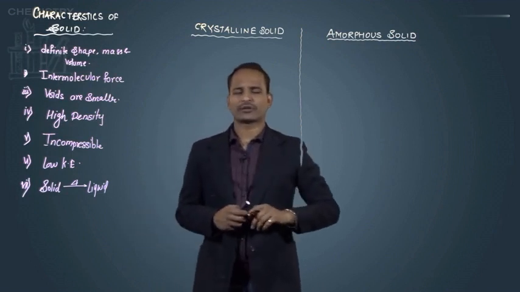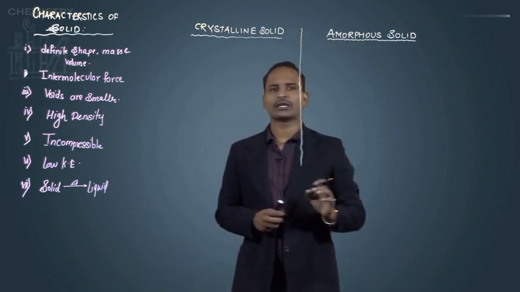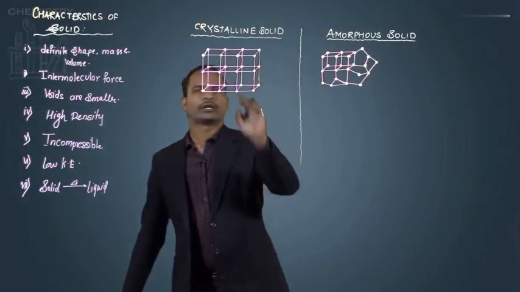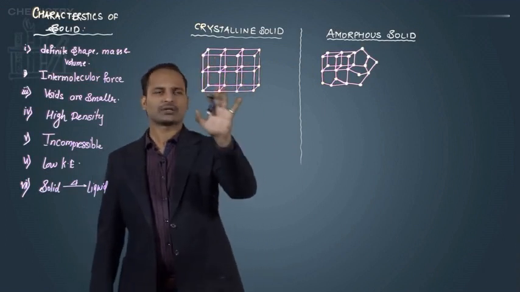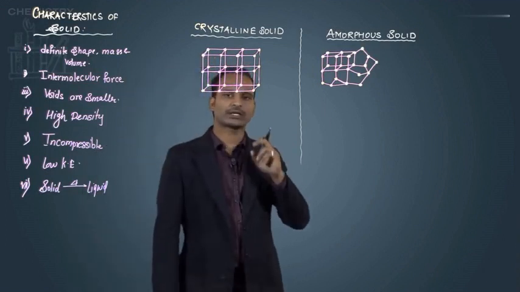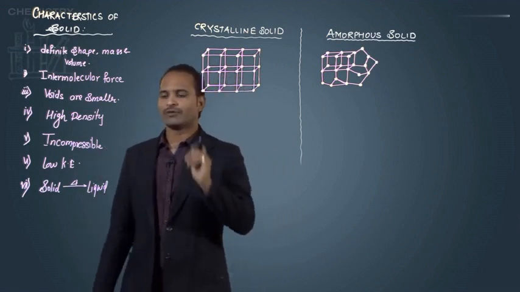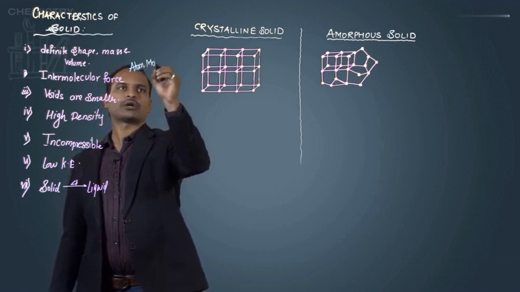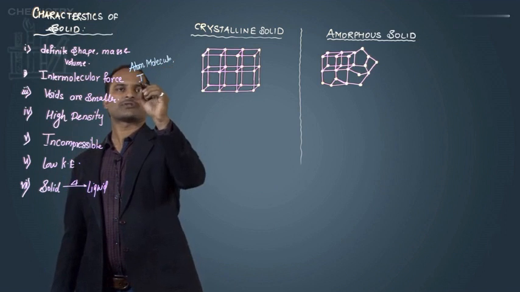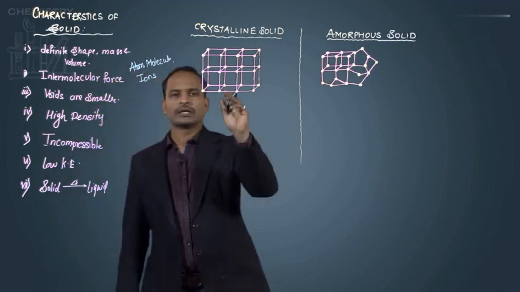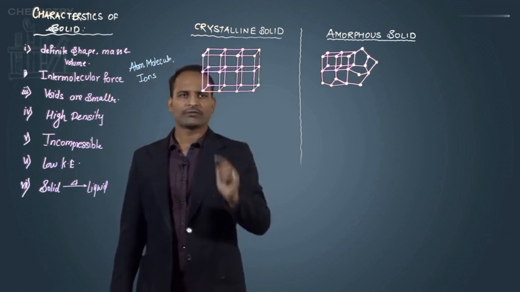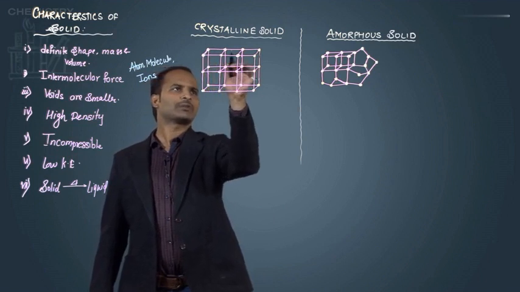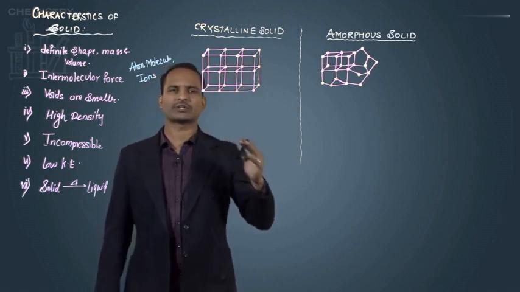Now let's see what are the differences between the crystalline solid and the amorphous solid. In case of crystalline solid, whatever particles we have, once I use the word particle, it means it may be atom, or molecule, or ions, depending on which type of solid is taken. So here, the particles are represented by this dot. You can see that all the particles are arranged in a definite order. There is a fixed arrangement of particles.